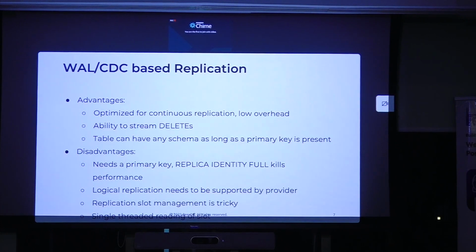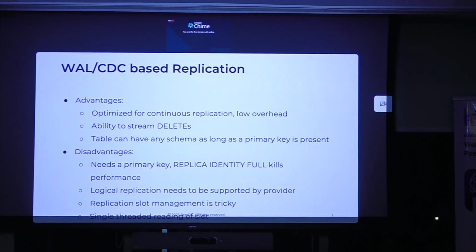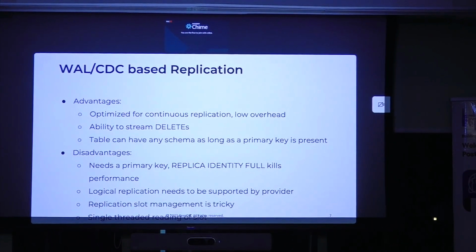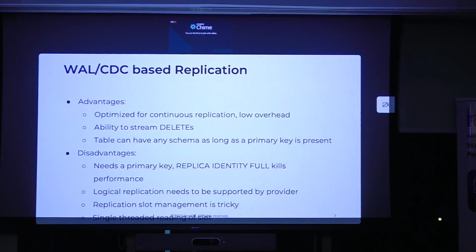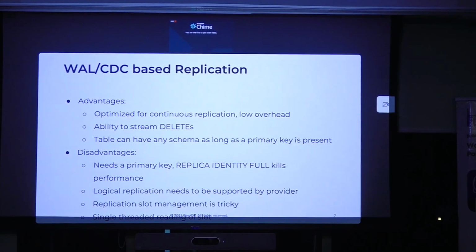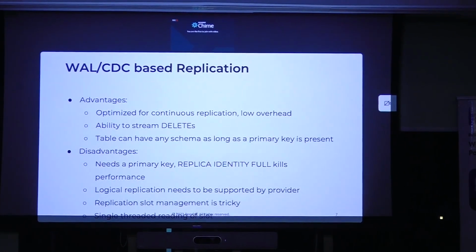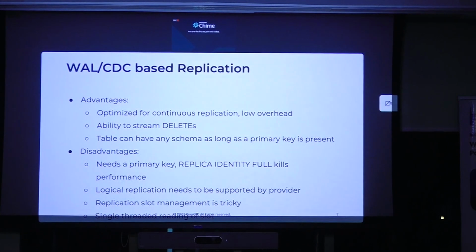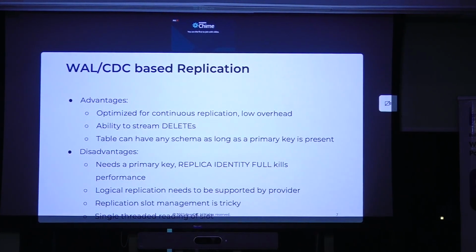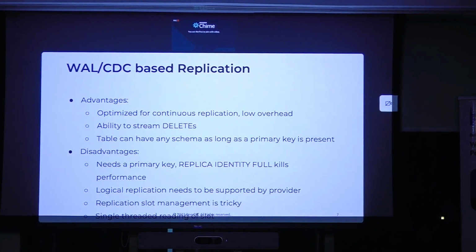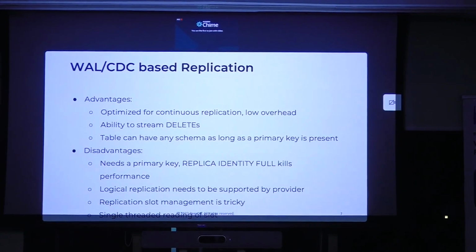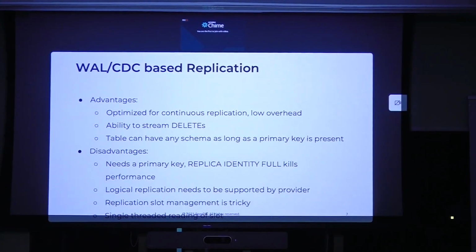Postgres logical replication is the way Postgres does data replication to a subscriber, and this has low overhead as a result because it's built for the purpose. The second thing is it has an ability to stream deletes. So deleted rows can be replicated to the target easily. And the third thing is the table can have any schema as long as the primary key is present. So the primary key is a requirement.